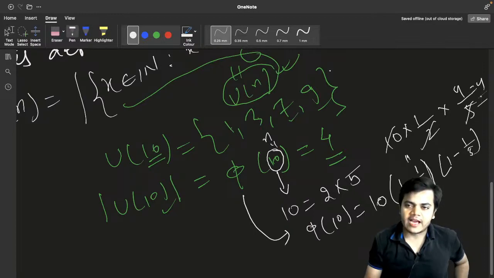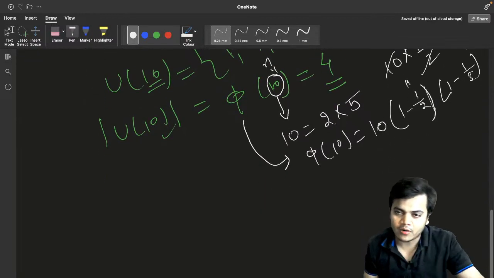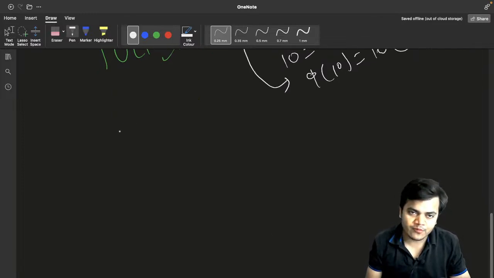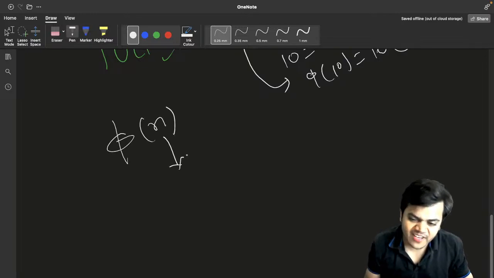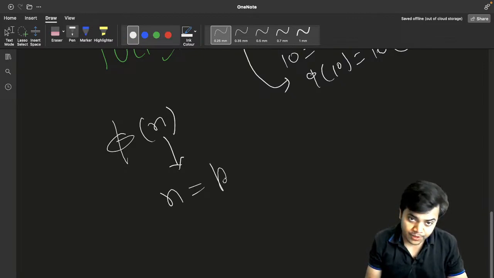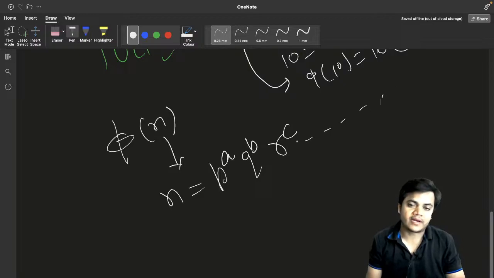So don't worry, I am just going to give you the general formula for this. You should not worry at all. So what is the general formula? If you have to find phi of n, then first of all do the prime factorization of n, and you will write the prime factorization like this: p raised to the power a, q raised to the power b, r raised to the power c, and things like this. Here this p, q and r are the primes and these are the powers.